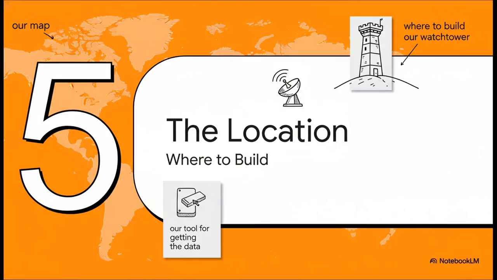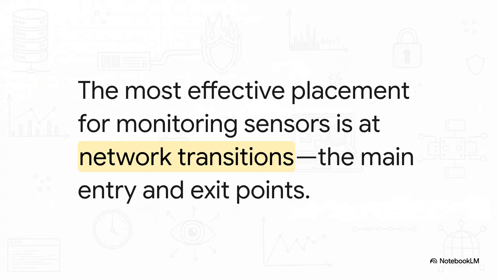All right, we have our map, we have our sensor, we have our tool to get the data. We're almost there. Now for the last big strategic question, where is the absolute best place to build our watchtower? The answer is actually really simple and really smart. You want to place your sensors at the network's transition points, the main gateways where all of your traffic has to enter and leave. Think of it like this. Why guard 100 different windows when you could just put your best guard at the only bridge leading into your kingdom? By monitoring these choke points, you get the most possible visibility for the least amount of effort.